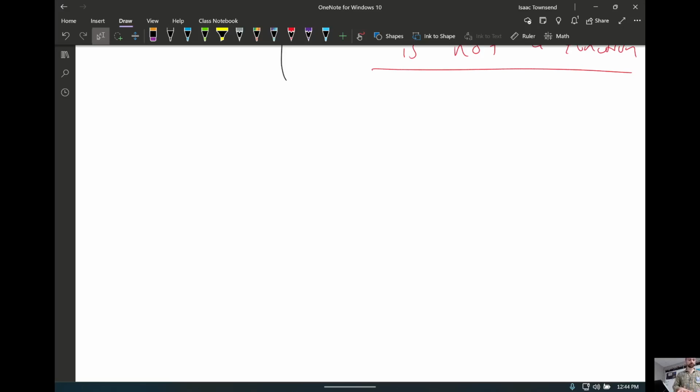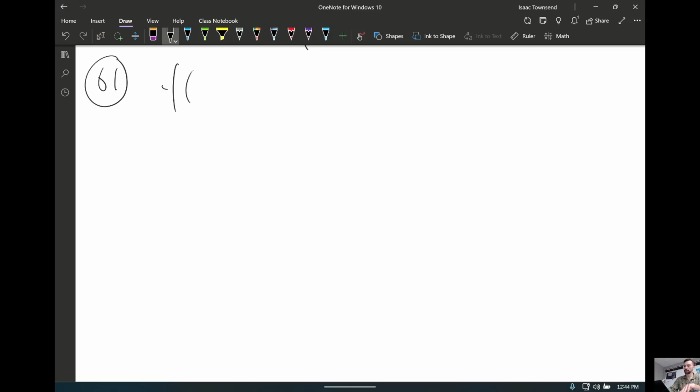Can you show me 61? 61, sure. Okay, so if you only look at part of the question on 61, it looks like this. And you're supposed to figure out if the function has an inverse, and if it does, find the inverse.